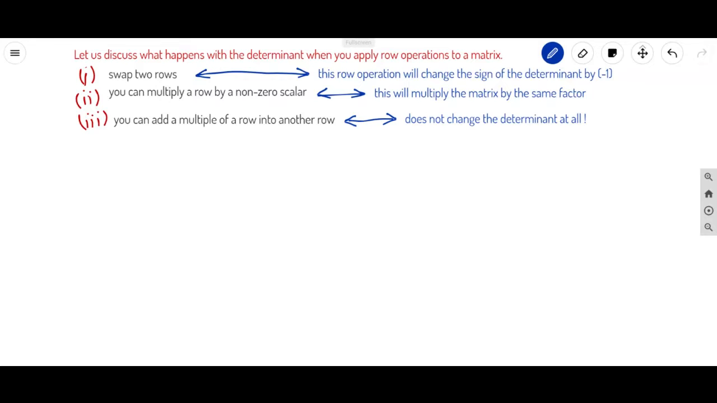So let me do a very simple example that illustrates all three row operations and the effect each has on the determinant, and then we'll explain why it works like this. So let's start with this matrix over here. I'm just going to do a 2 by 2 matrix because I think that is good enough. Let's suppose you have the matrix 1, 2, 3, 4. And we know that the determinant of this matrix is equal to 4 minus 6. So the determinant of this matrix is -2.